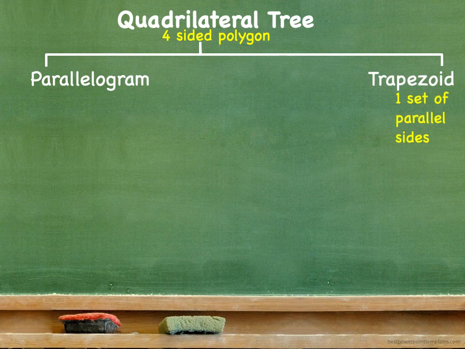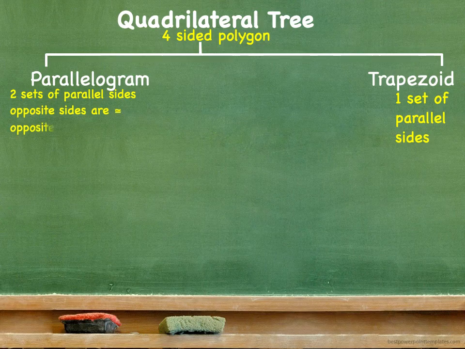Okay, a trapezoid has one set of parallel sides. A parallelogram has two sets of parallel sides. Opposite sides are congruent. Opposite angles are congruent. So these are the properties of our parallelogram. As with the trapezoid, the property of a trapezoid is one set of parallel sides. Also with the parallelogram, diagonals bisect each other. Bisect means they cut in half.